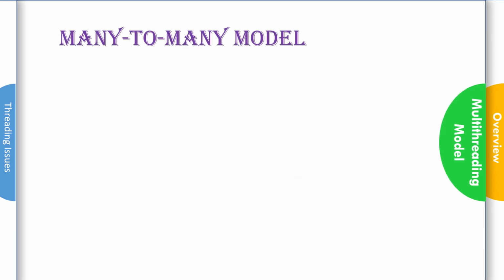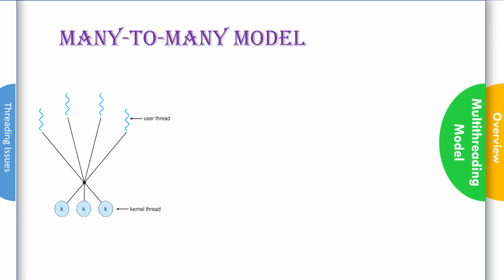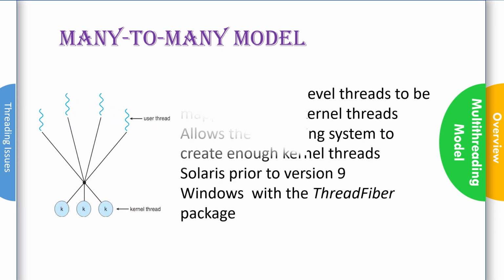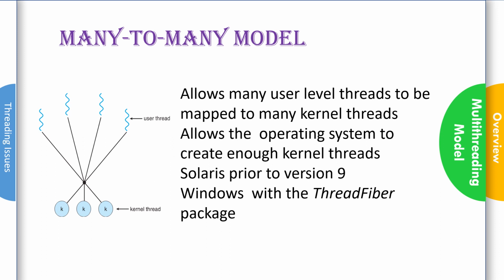Many-to-many model. The name itself tells that there are many user level threads which are bound to many or an equal number of kernel threads. So it allows many user level threads to be mapped to many kernel level threads. This allows the operating system to create enough kernel threads. Solaris prior to version 9, Windows with the ThreadFiber package are examples of this model. So in this case, every user level thread is mapped to an equal number or lesser number of kernel level threads.